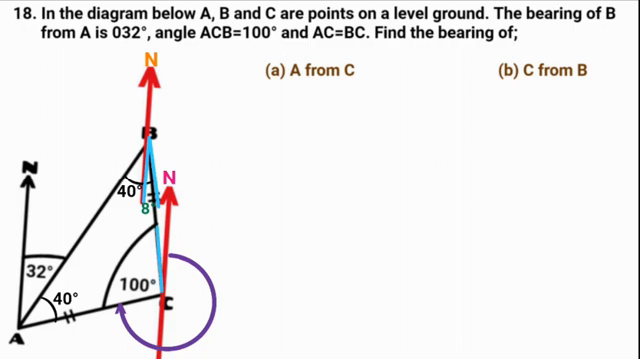Now what I'm trying to say is that these two angles which are in blue, when you consider these lines, the north line on C and the north line on B, they are parallel lines, and line BC is a transversal line. That means these angles I have marked in blue are alternate angles and they are equal. That means this angle is also 8 degrees.